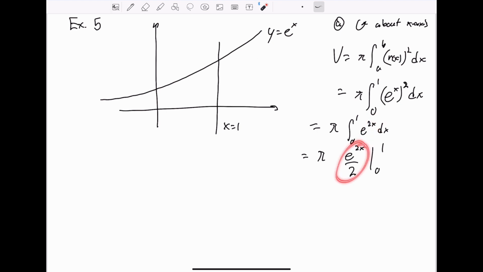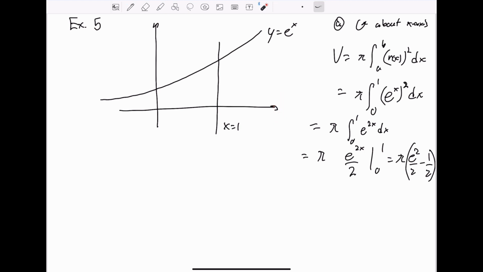So here's our antiderivative. We plug in 1, we plug in 0, and see what we get. We have pi times e to the 2 times 1, which is e to the 2 over 2, minus e to the 0. e to the 0 is 1. So 1 over 2, put these in parentheses. This is our answer, rotating around the x-axis.